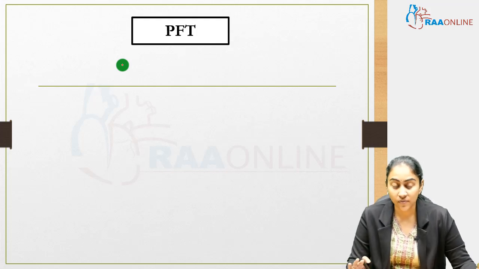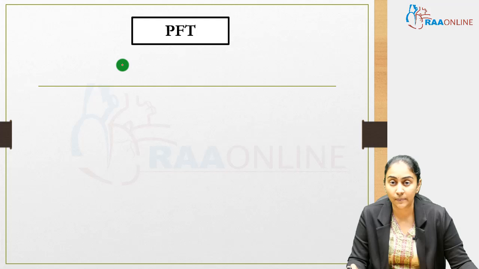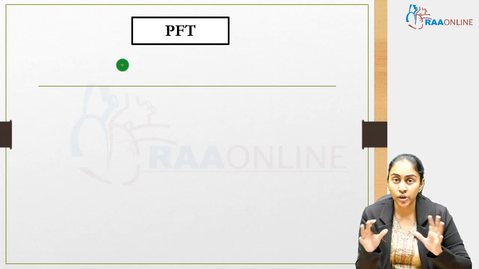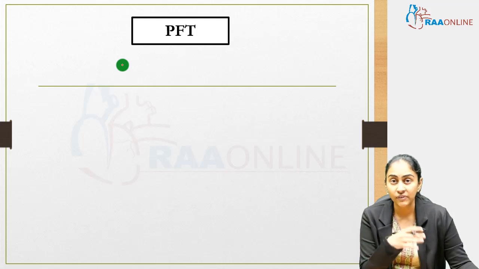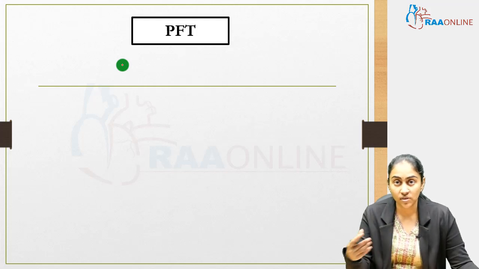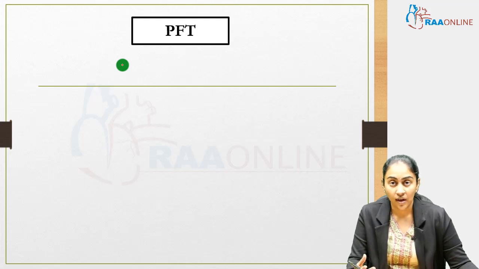Now, let's look at how we try to interpret PFT. This is again something that is very, very important, often asked in the MRCP Part 1 examinations. They give a permutation and combination of the PFT reports, and we will have to find out what it suggests or which disease it represents.